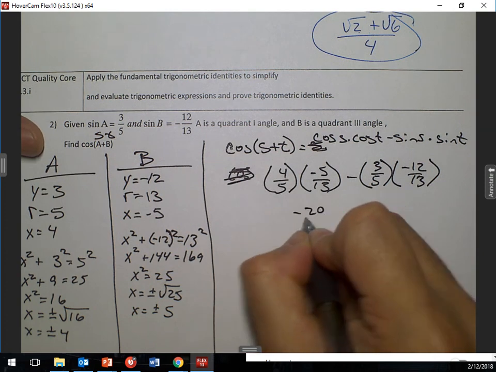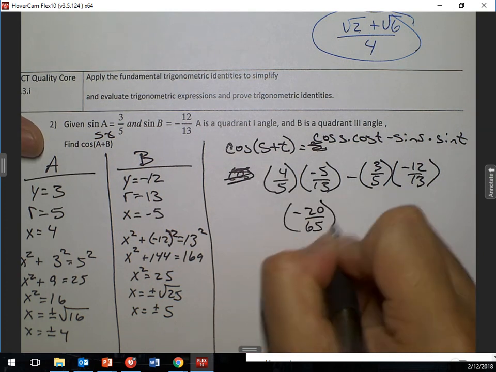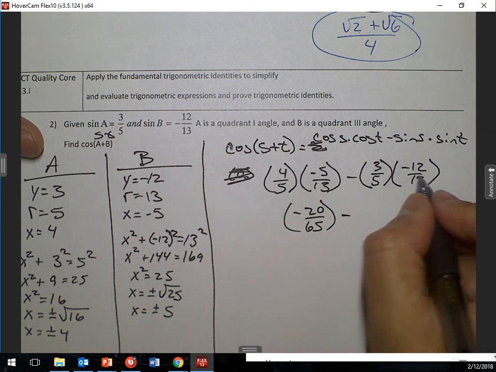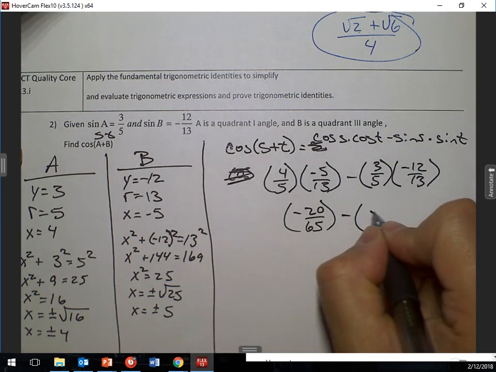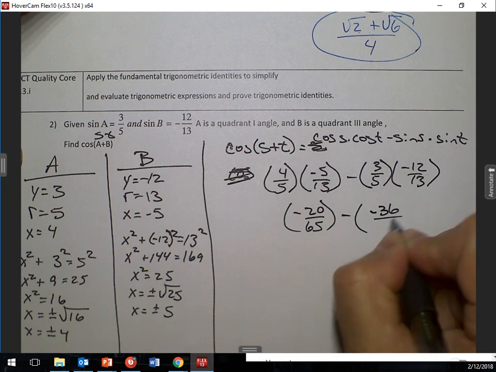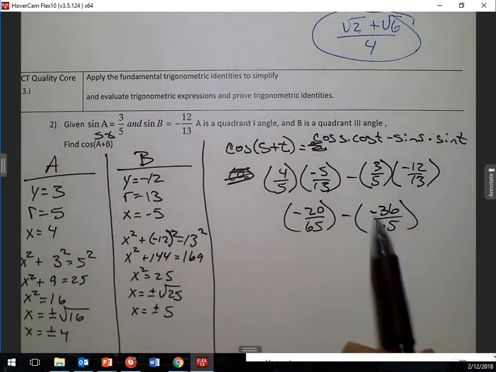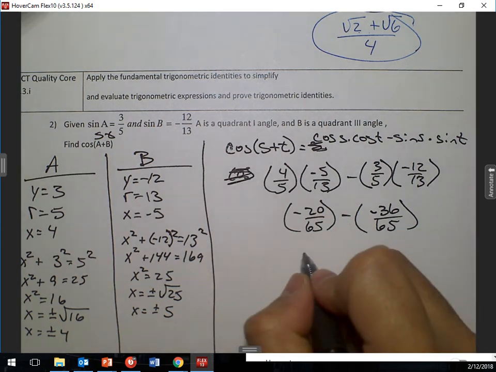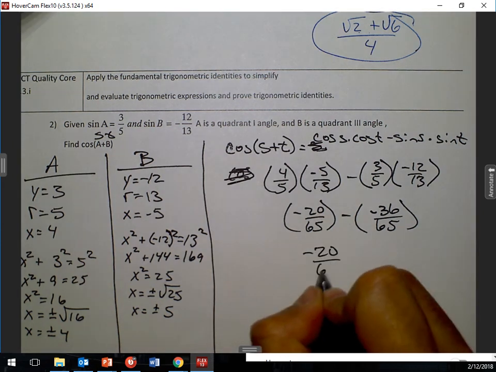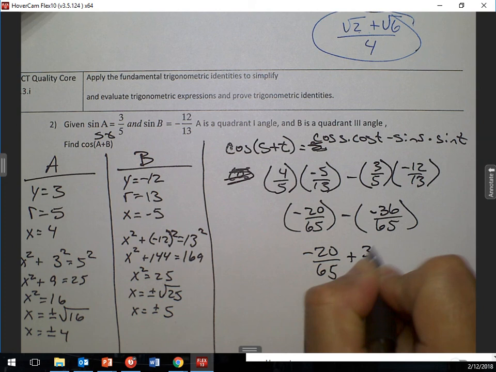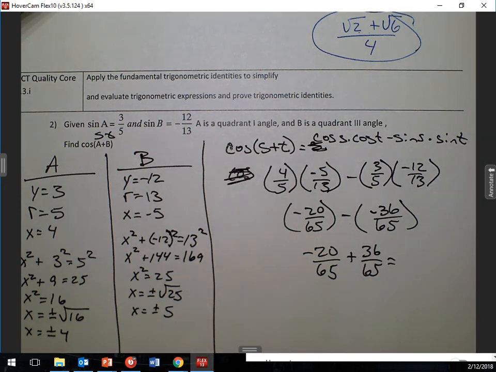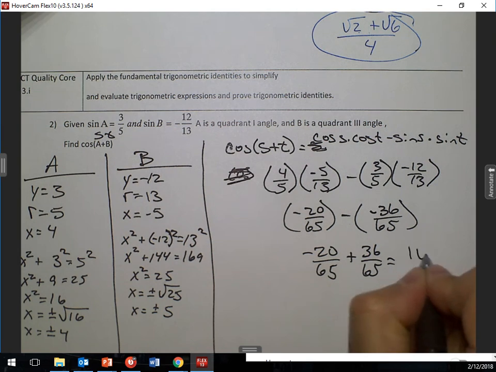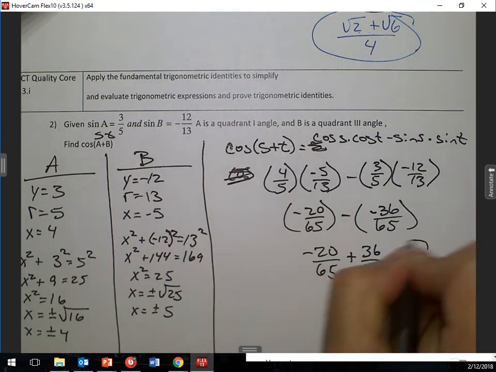Negative 20 over 65 minus, and then I have a negative over here too, right? So it's negative 36 over 65. Now with the minus and a negative together, it's going to give me a plus, right? So this is going to be negative 20 over 65 plus 36 over 65, which is going to give me a grand total of 16 over 65.